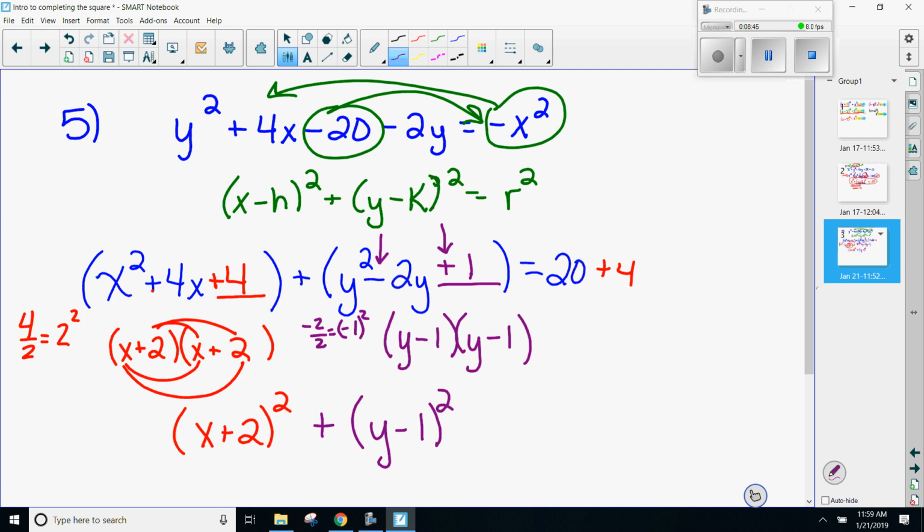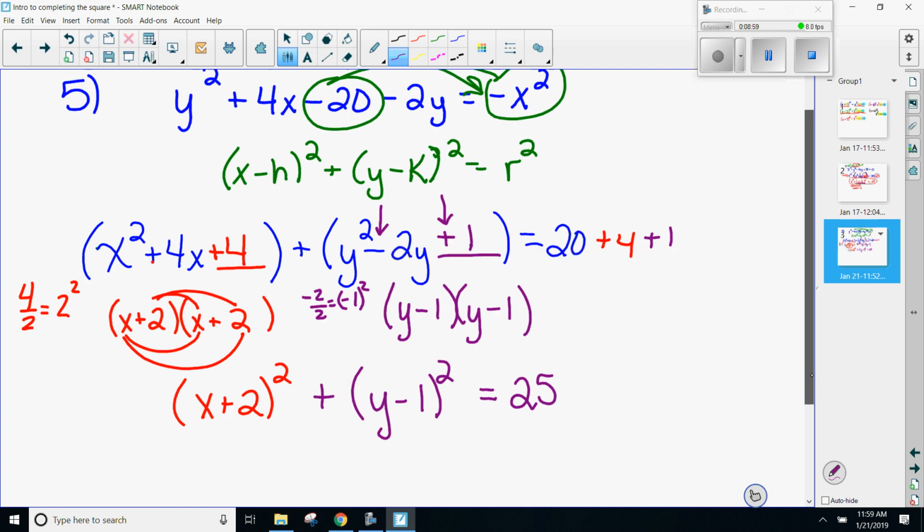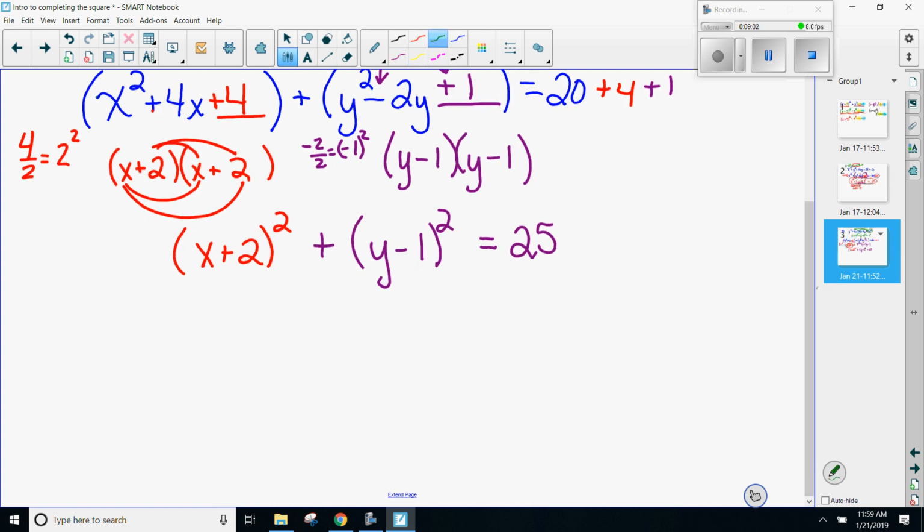Now I added 1 here. Did I keep it balanced? No. So I have to add 1 to the right-hand side as well. So what does this equal then? 25. Now can you determine what is the center of your circle? The center of your circle is -2, +1. And what is the radius? 5. Now what do they want you to do on the worksheet? Graph it, right? So if I graph it, I got to go to the other slide.